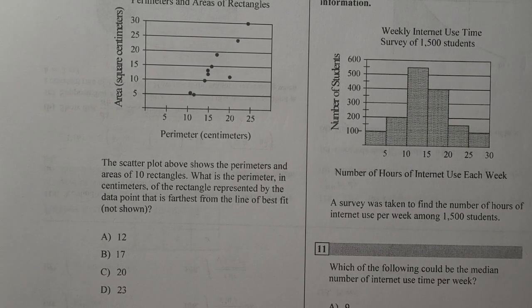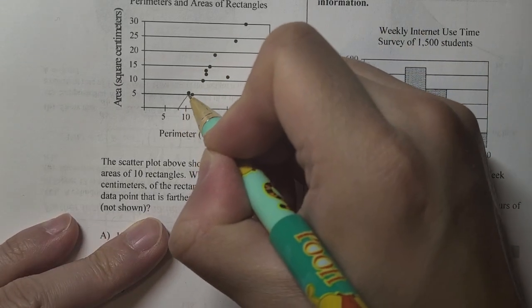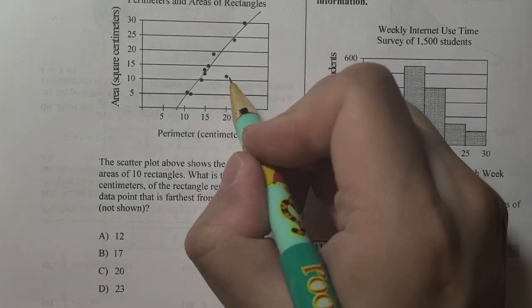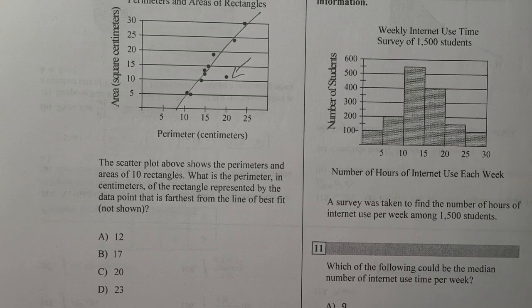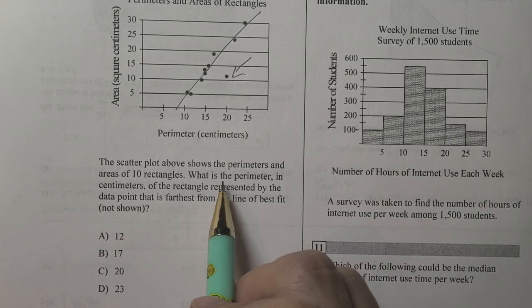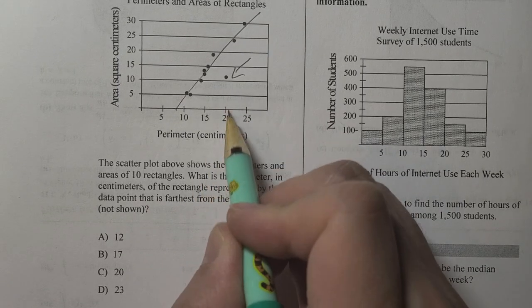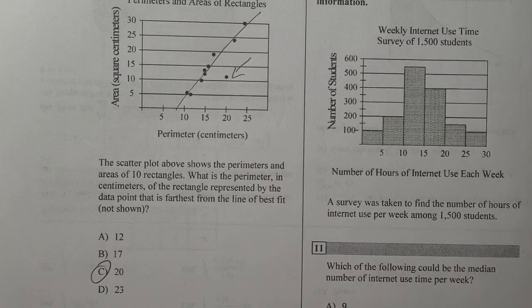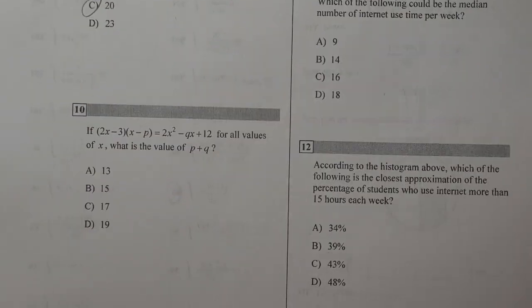So if we do a linear regression, which is that line of best fit, it'll look something like this. Okay, so this point is the one furthest away from the line of best fit, not the regression line. So what does the question ask? What is the perimeter in centimeters of the rectangle represented by the data point? The perimeter looks like it's 20. 9C. As simple as that. It was just testing if you know what the line of best fit is.